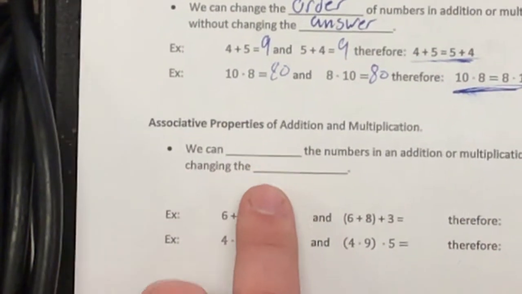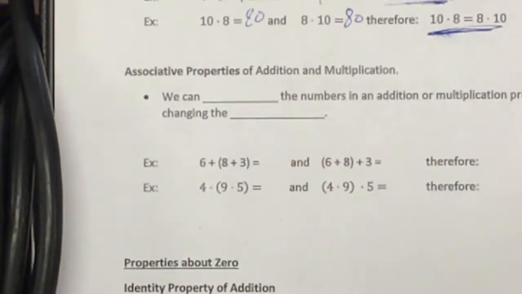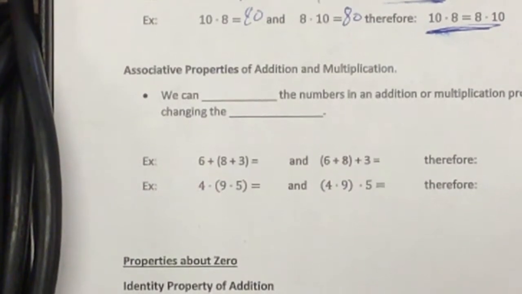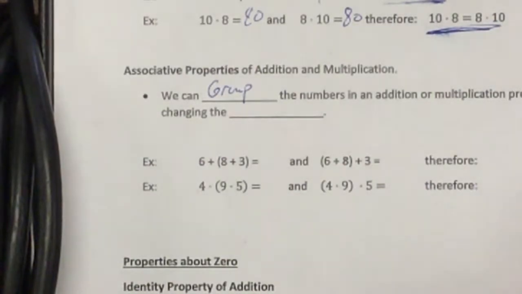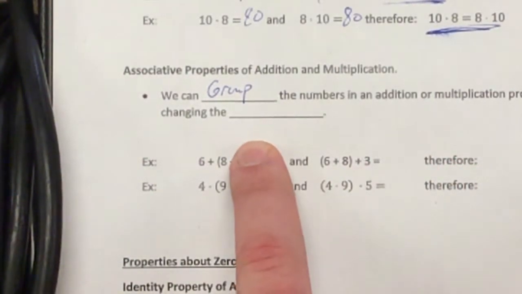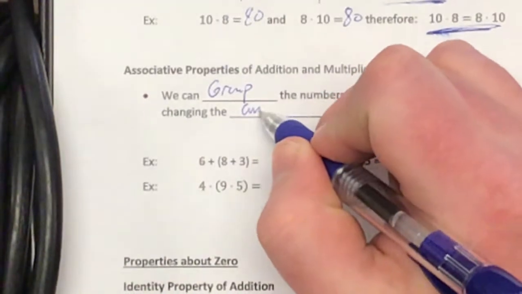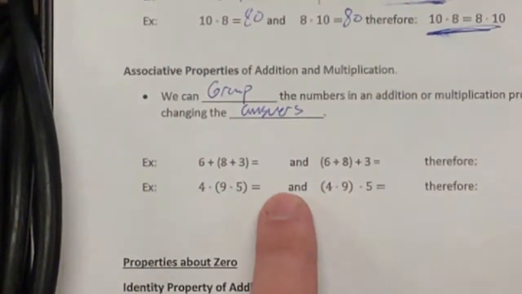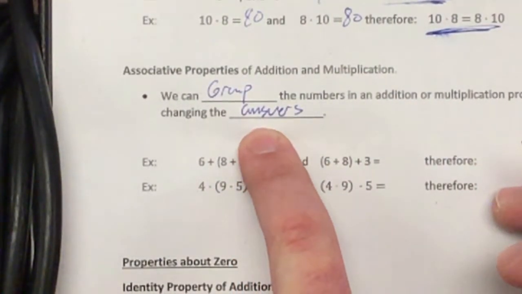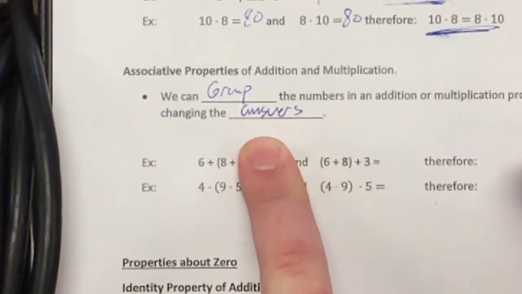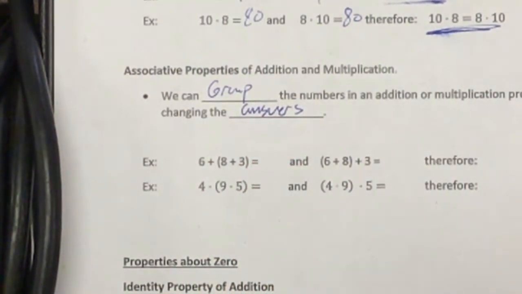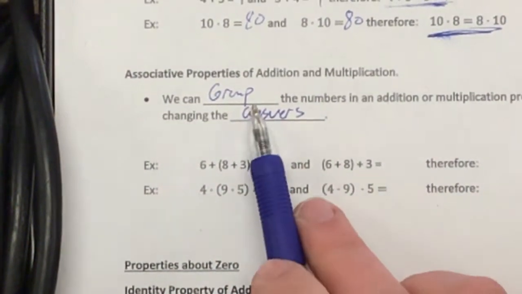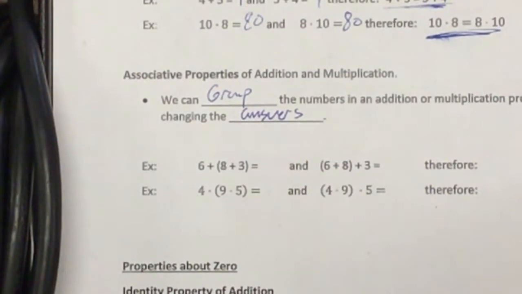All right, how about our associative property? Do you remember our associative property? All right. So associative is we can group the numbers in addition and multiplication problems without changing the answers. We can group the numbers in addition or multiplication problems without changing the answers.